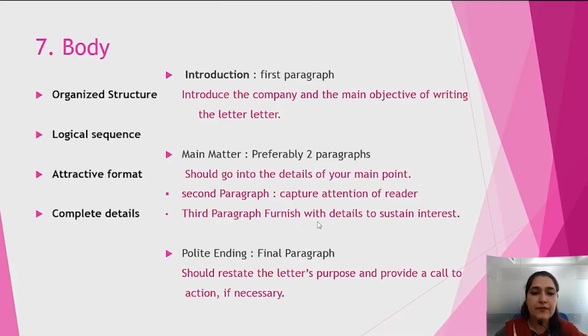थर्ड पैराग्राफ में furnish with details to sustain interest. Then coming to the polite ending, which is usually the final paragraph. तो अगर हम देखें first paragraph, then middle paragraph can be either 1 or 2, and then the final paragraph. So basically 3 different paragraphs तो होने ही चाहिए किसी भी business writing या business letter में.